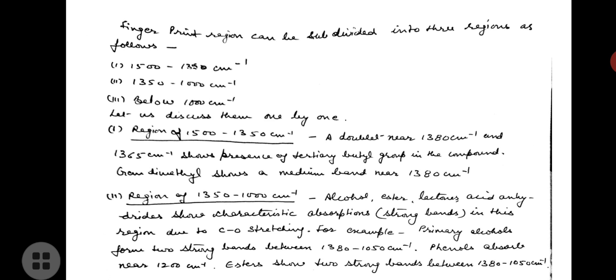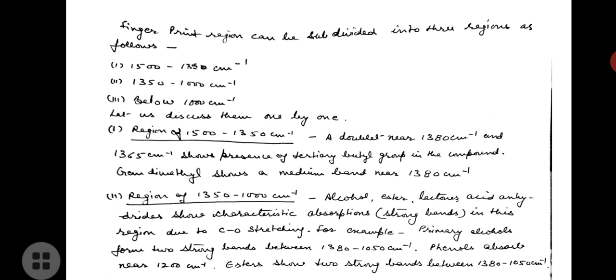The first is a region between 1500 to 1350 centimeter inverse. A doublet near 1380 centimeter inverse and 1365 centimeter inverse shows presence of tertiary butyl group in the compound. Gem dimethyl shows a medium band near 1380 centimeter inverse.